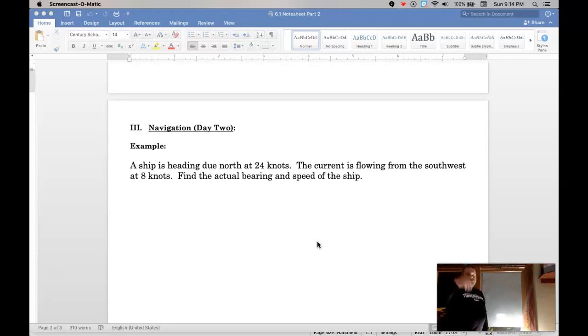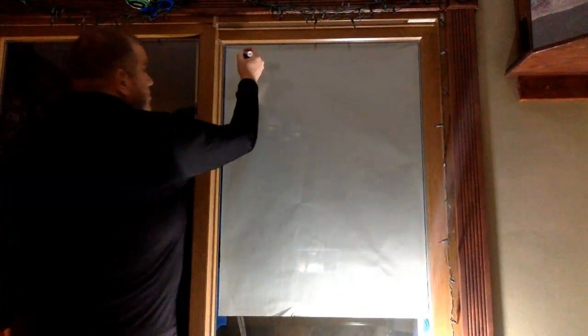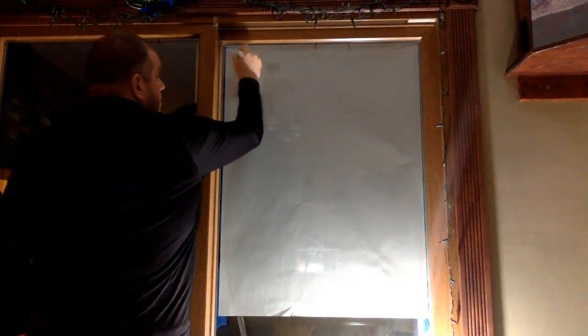A ship is heading due north at 24 knots. The current is flowing from the southwest at 8 knots. Find the actual bearing and the speed of the ship. Okay, fantastic. So that's our setup. Let's get at it. So we got the ship over here.